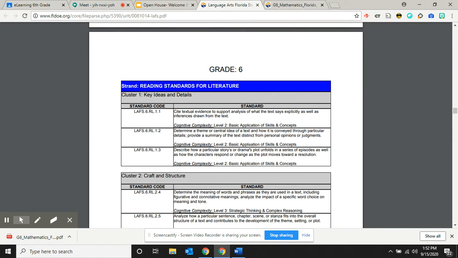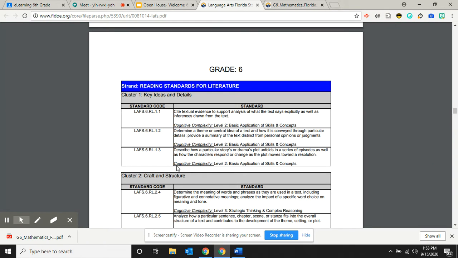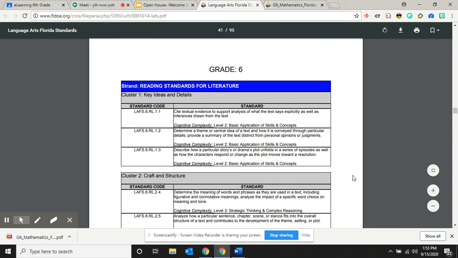The first one is the reading standards for literature, and then it breaks down into clusters. So we have key ideas and details, which consists of citing text evidence, determining theme and central idea, how a particular story plot unfolds, just to name a few.